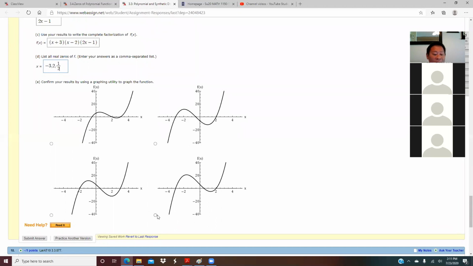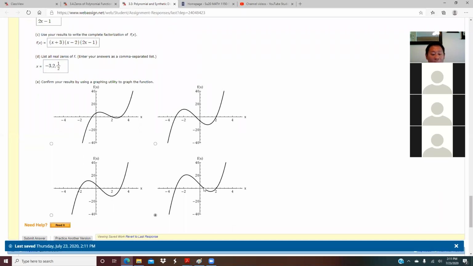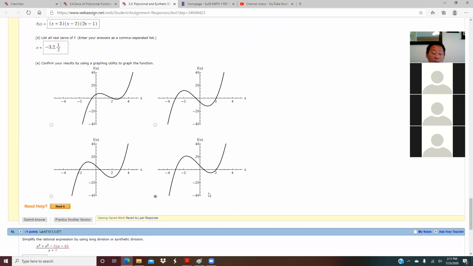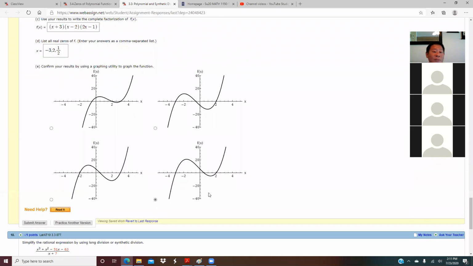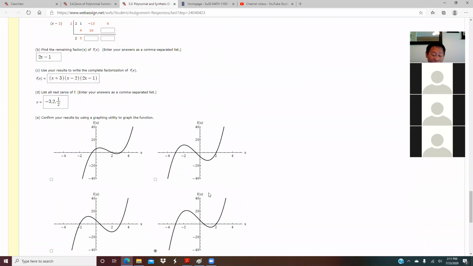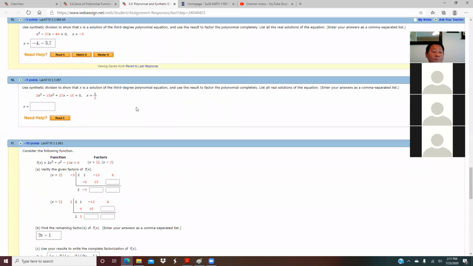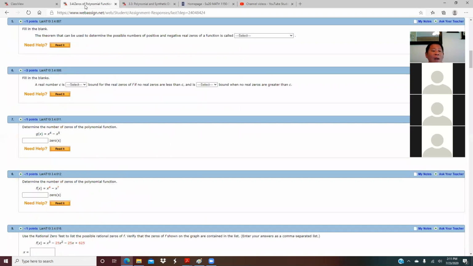So the answer in this case will be this answer because it crossed at negative 3, 1/2, and 2. So this is how you figure it out. You don't need a graphing calculator or anything. You just need to know that this is your x-intercept and this is how you find your x-intercept here. Okay, so this is how we do 3.3 here. Make sure you guys know how to do these questions. It's not too bad, 3.3.